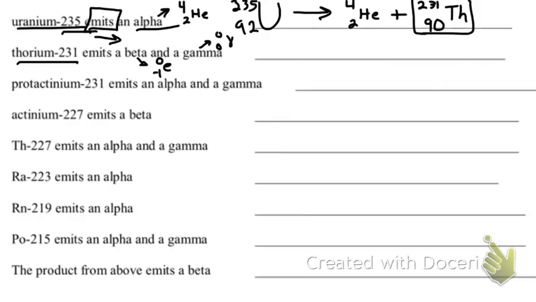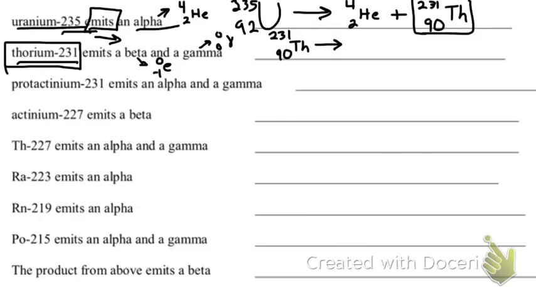And, wouldn't you know it, the next problem starts with thorium-231. So all of these problems will go in order. Whatever your answer was from the previous problem will be what you start with in the next problem. So immediately we can start this next problem off with our thorium-231. Thorium is element number 90. This tells us that thorium-231 emits. Once you see emits or undergoes a certain amount of decay, it's a reaction arrow. Thorium-231 emits a beta and a gamma.